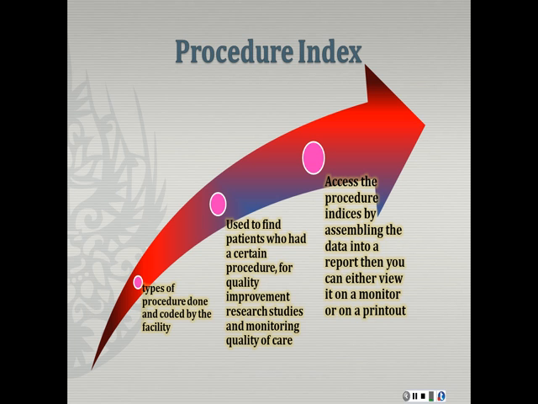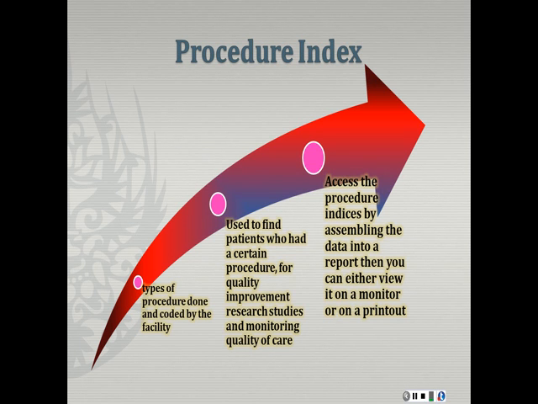Now, the next one is the procedure index. The procedure index is pretty much the same as the previous ones because they have the same information coded in the facility. The information contained in each record is pretty much the same, like I said. The only difference is that when you're looking for specific information, in this one in particular, you'd be looking for a procedure that was performed. You put some certain criteria in there and it would bring those up.